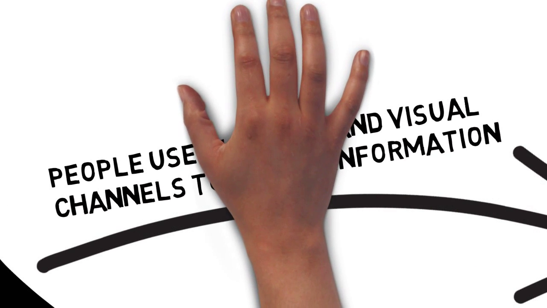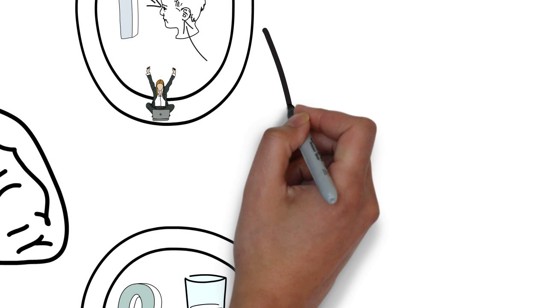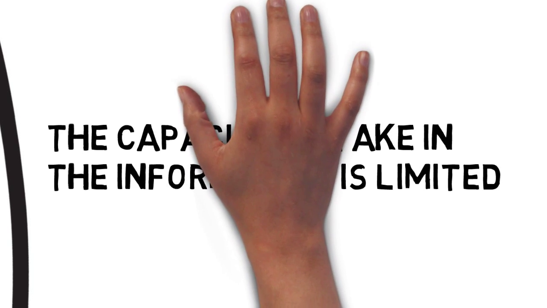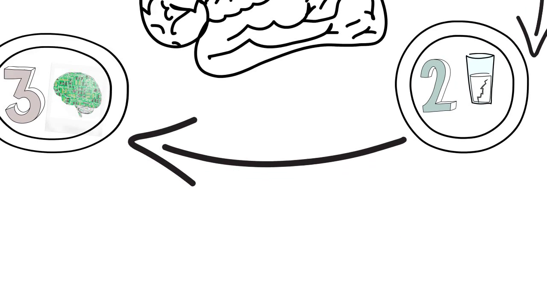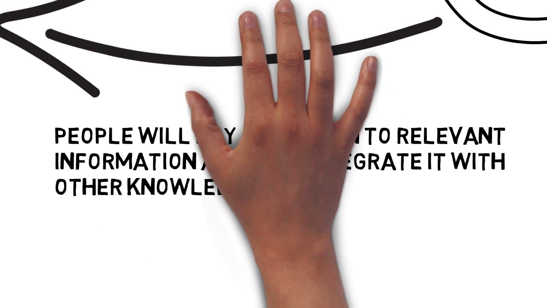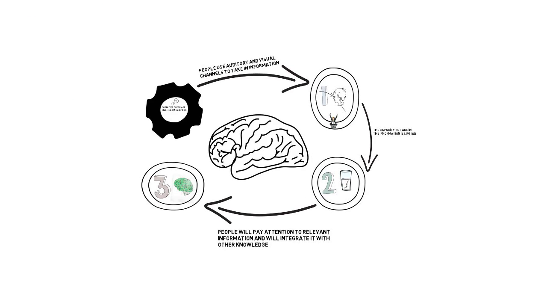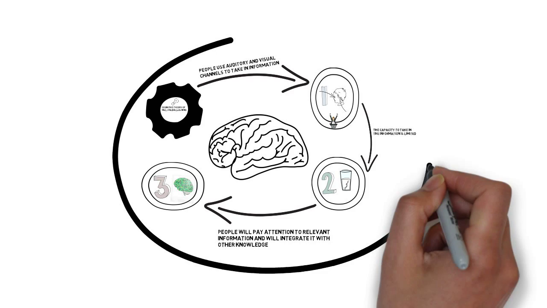So what does this mean? Well, people use auditory and visual channels to take in information. And the capacity to take in the information is limited. And people will pay attention to relevant information and integrate it with other knowledge. This is the cognitive theory of multimedia learning.